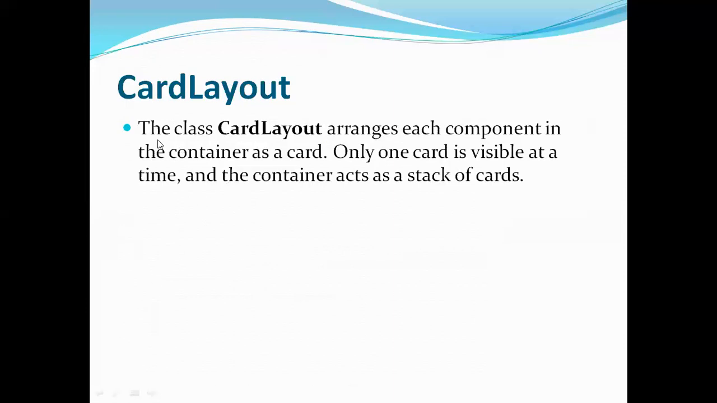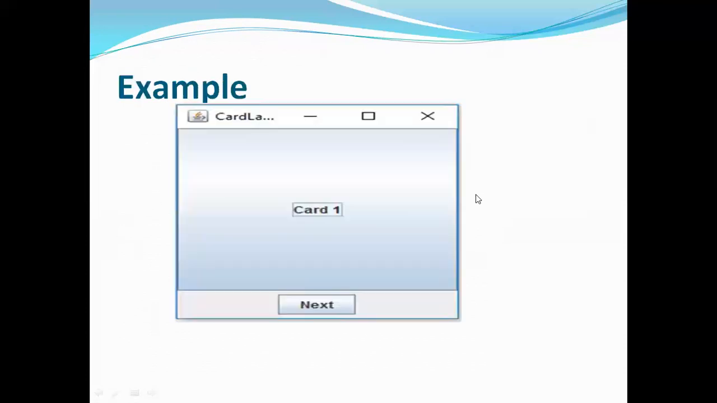Now let's see the definition. The card layout arranges each component in the container as a card. Only one card is visible at a time, and the container acts as a stack of cards. Now just observe this example. Here I have a frame, and I have a card here. Only one card is visible. If I want to see the next card, I have a button here. I should press this button. If I press the button, it shows the next card. Again, if I press the next button, it shows the next card likewise.